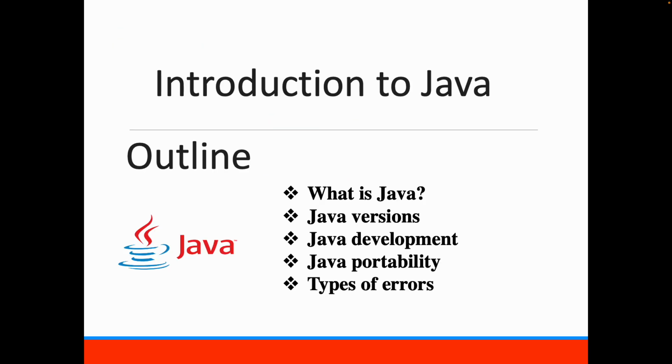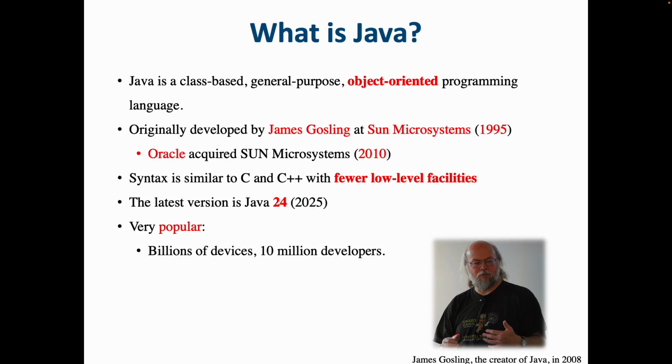So what we will see is some basic stuff with Java. So what is Java? Java is a class-based, general-purpose, object-oriented programming language.